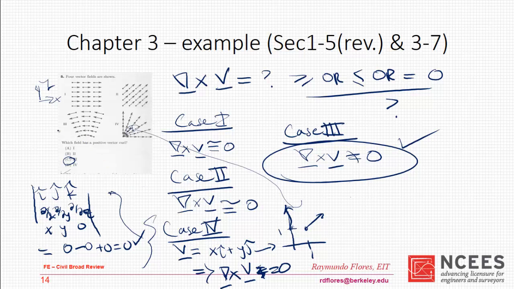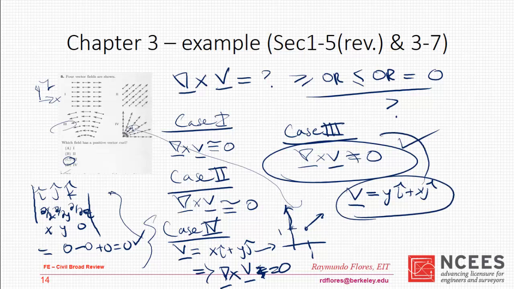You can confirm that 3 is in fact the answer, just because V in case 3 is actually the opposite of case 4, where it's yi plus xj, but almost nobody would notice this. This is for case 4. So you can go through it and confirm that in fact it's got a positive curl. In other words, this is greater than 0. So let's move on.